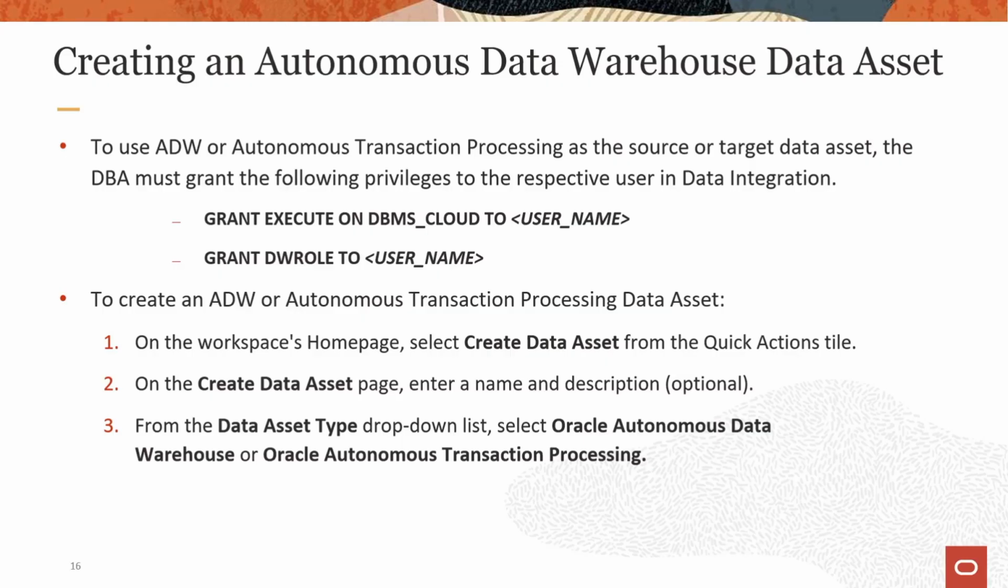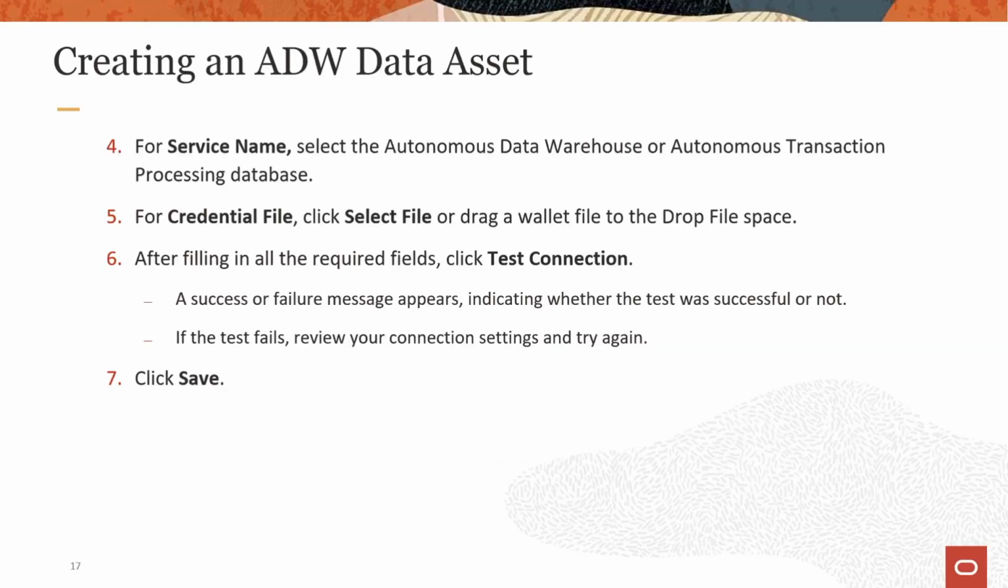To create an ADW or Autonomous Transaction Processing data asset, on the Workspace's homepage, select Create Data Asset from the Quick Action style. Then, on the Create Data Asset page, enter a name and an optional description. Choose the data asset type as Oracle Autonomous Data Warehouse or Oracle Autonomous Transaction Processing from the drop-down list. Select the Autonomous Data Warehouse or Autonomous Transaction Processing Database for service name. Then click Select File or drag a wallet file to the drop file space for credential file.